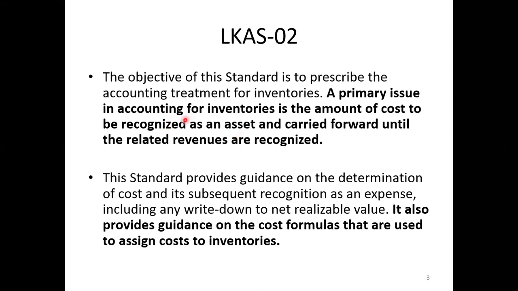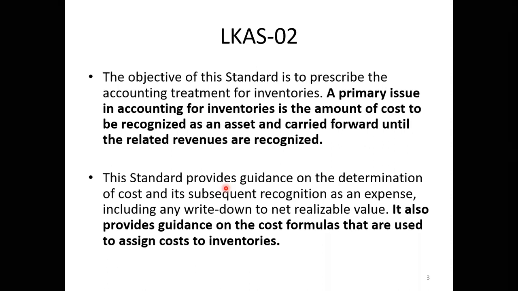The primary issue in accounting for inventories is the amount of cost to be recognized as an asset in the balance sheet and carried forward until related revenues are recognized. To calculate the gross profit and the cost of sales, the measurement of the closing inventory is very important. The standard provides guidance on determination of cost and its subsequent recognition as expenses, including any write-down to net realizable value.